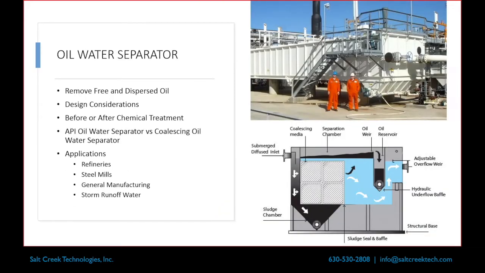Typically one of the first steps in most treatment processes is an oil water separator, if you need it. It's there to remove free dispersed oils. Dispersed oils being like down to 10 to 20 micron or so. Emulsified oils are the ones that are smaller, the droplets, that size that is. These systems are designed to remove that size of a droplet specifically.